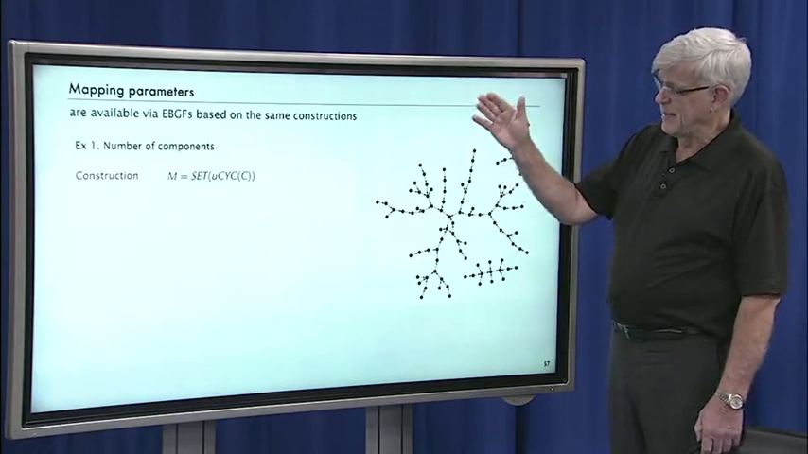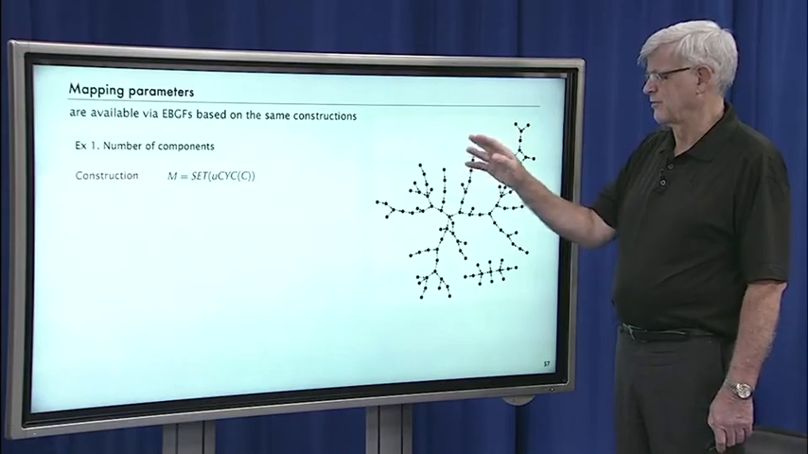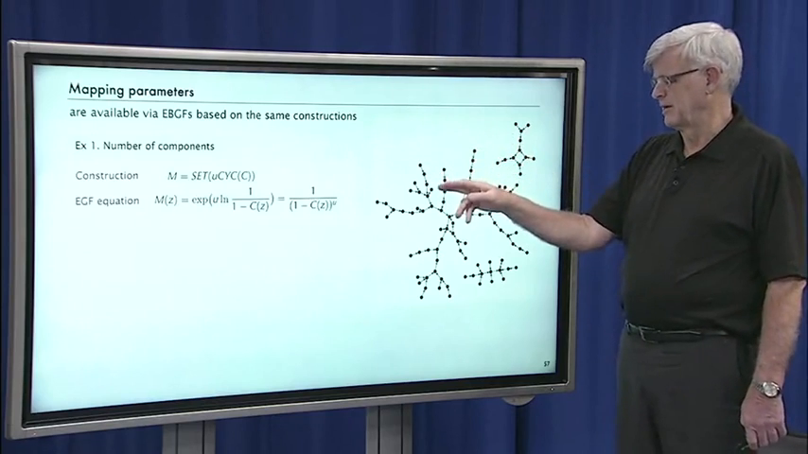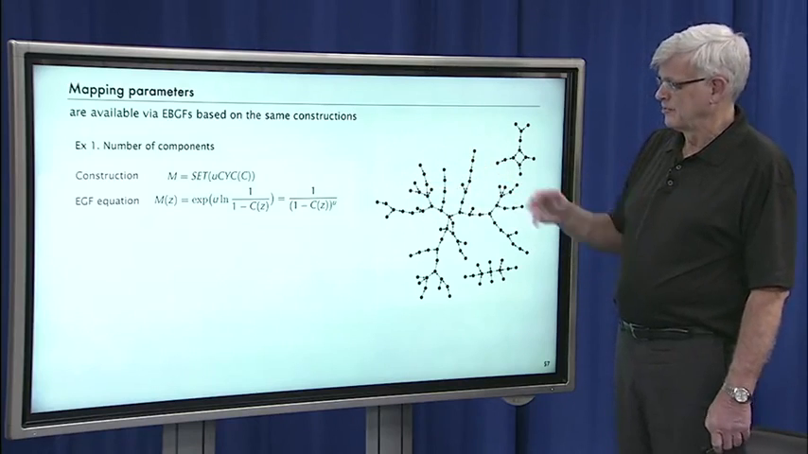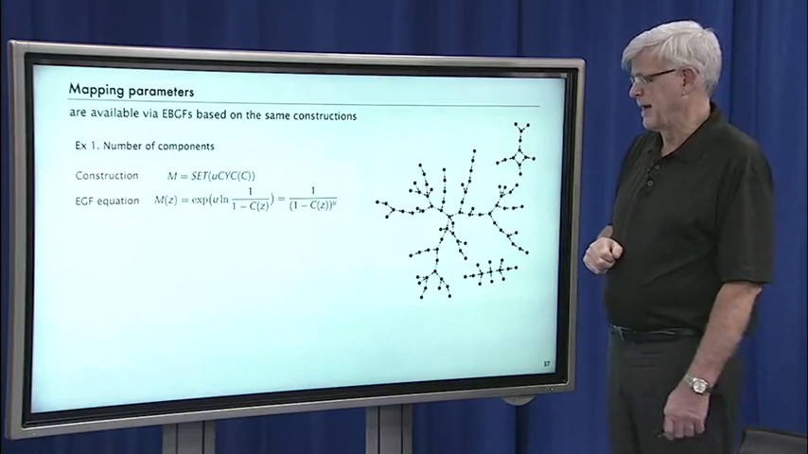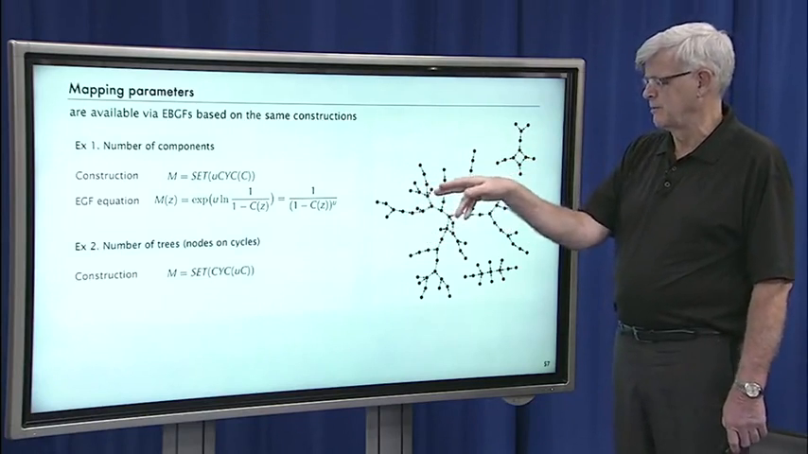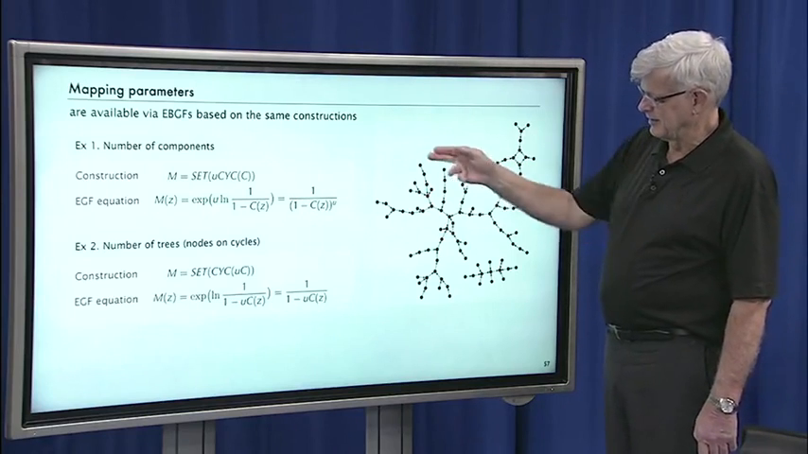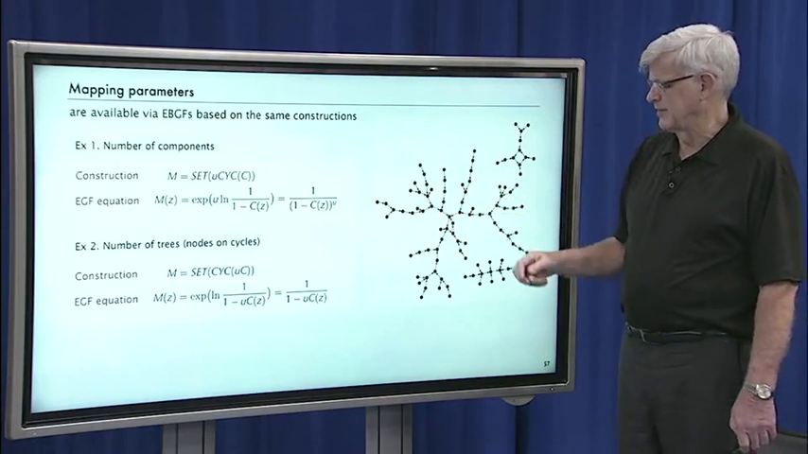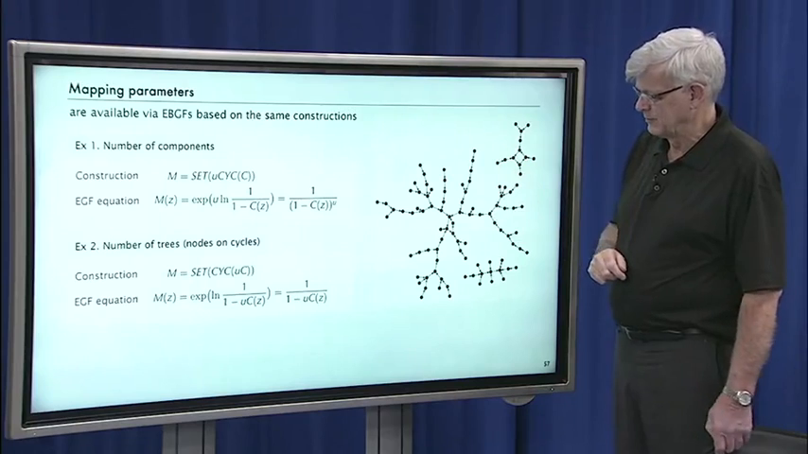So for the number of components, a mapping is a set of cycles, so we're just going to mark the cycles of trees, and that gives us the number of components. So it's e to the u log 1 over 1 minus C, which is 1 over 1 minus C to the u. So that's an EGF equation to describe the number of components in a mapping. Or if we want the number of trees, then we take a set of cycles and then we mark the trees. And that gives a completely different equation, although these symbolic manipulations are very simple. And that one's 1 over 1 minus u C of z, for the number of nodes on cycles in a mapping, or the number of trees.